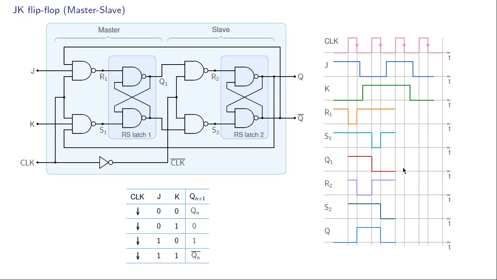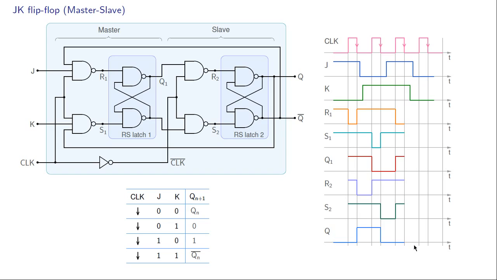Next, this interval in which clock is high, and we know that R2 and S2 are going to be 1 now, and therefore Q is not going to change, like that. What about R1? R1 is the NAND of J and Q bar. Q bar is 1 and J is also 1, so therefore R1 has gone to 0. What about S1? S1 is the NAND of K and Q. K is 1 and Q is 0, so therefore S1 is 1. If S1 is 1 and R1 is 0, Q1 is going to change to 1.